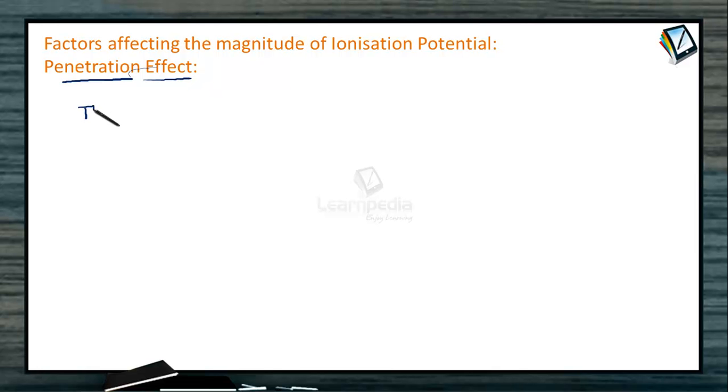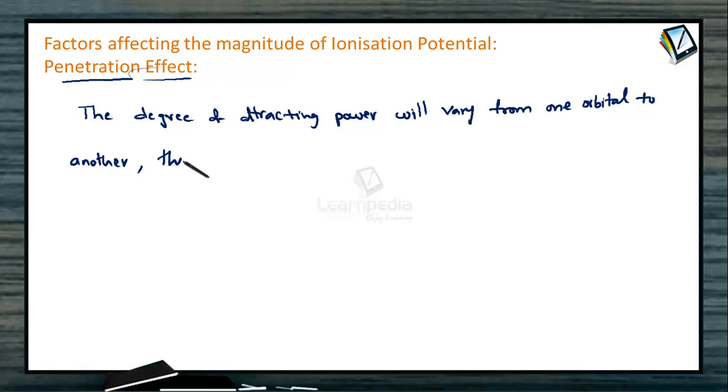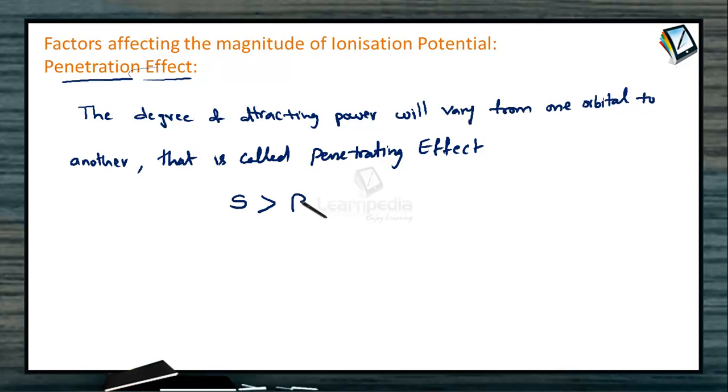That means the degree of attracting power will vary from one orbital to another. That is called the penetrating effect, because all orbitals do not have the same shape. So depending upon the shape of the orbital, the attracting power of a nucleus towards the electrons will vary. That is, for the s orbital this penetrating power is very high, and then p and then d and f.